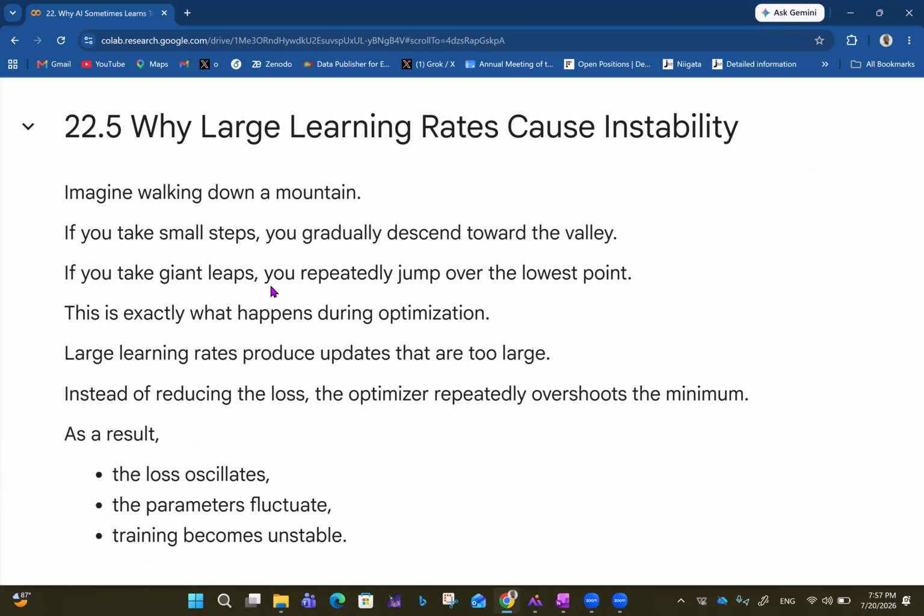So if you take giant leaps, you repeatedly jump over the lowest point. This is exactly what happens during optimization. Large learning rates produce updates that are too large. Instead of reducing the loss, the optimizer repeatedly overshoots the minimum. As a result, the loss oscillates, the parameters fluctuate, training becomes unstable.